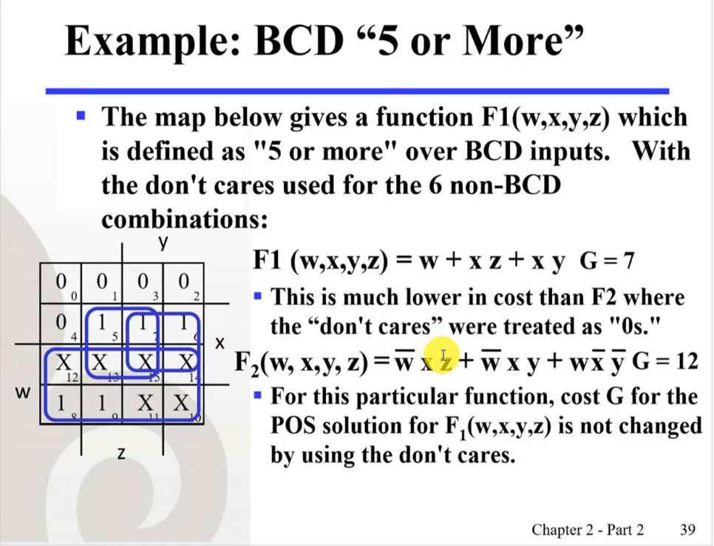In terms of gate cost, when we use don't cares, F1 will have the following three terms: W, X, Z, X, Y. The gate input cost here will be equal to 7, which is much lower than F2. If we group only these without using the don't cares, then we will have the following terms, some products, and the gate input cost is 12.